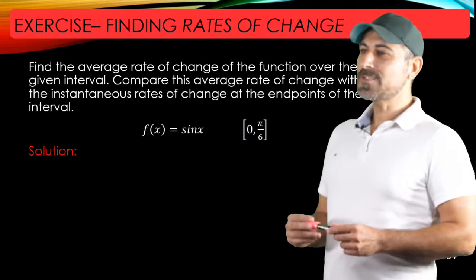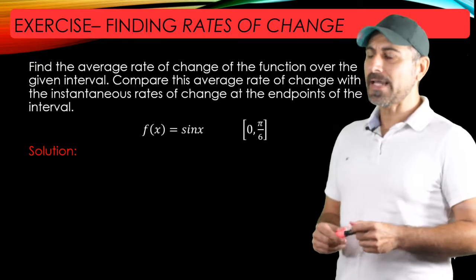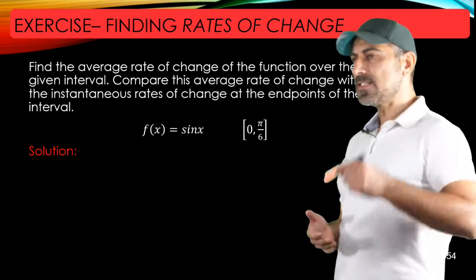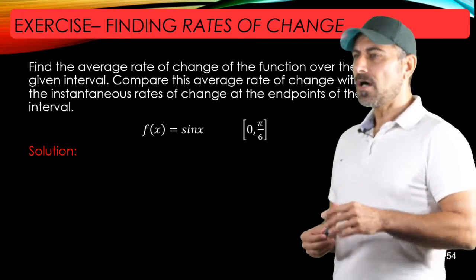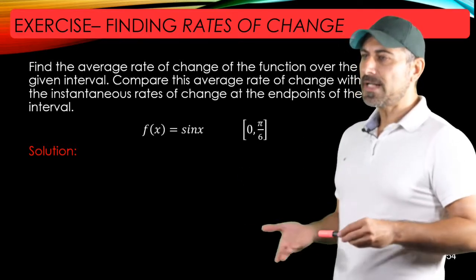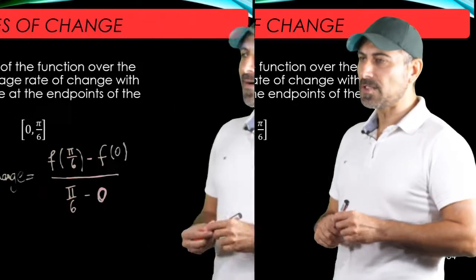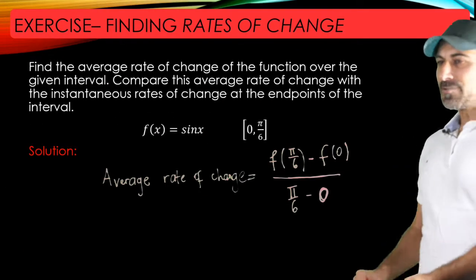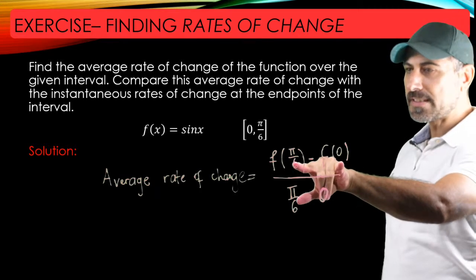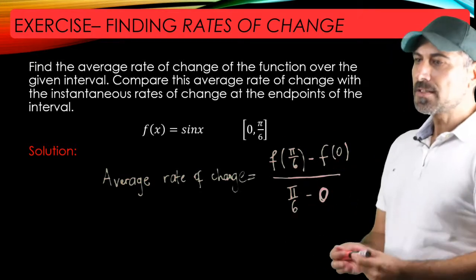Well, the average rate of change of a function over an interval is found by looking at the difference in function values from 0 to pi over 6, and we divide this difference by the distance between the endpoints of the interval. All right, the average rate of change, as you see, is the difference of the function values at the endpoints of the interval divided by the difference between the endpoints.